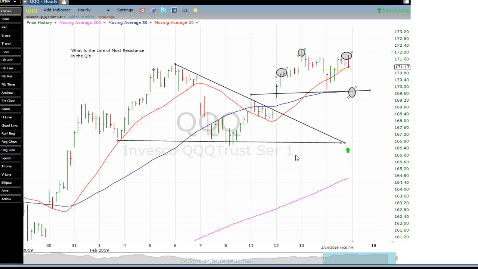In trying to get a framework or a structure for where the generals, where the Qs may be headed, and in so doing, I get a backdrop or tone to the setups I'm looking at on individual momentum stocks.